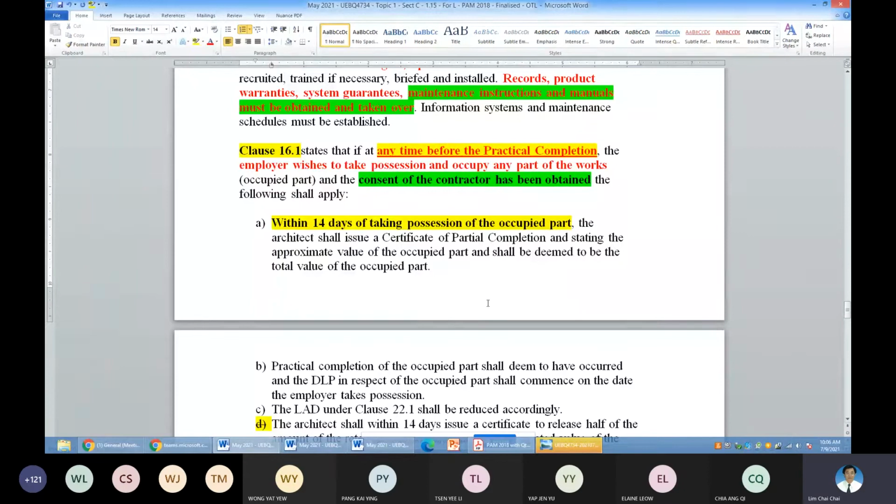So that part will be issued a small completion certificate. So this one I use the term a small CPC. Okay, this is a section of it. Now this one is a CPC. It's also a CPC, but for that small section. Okay.